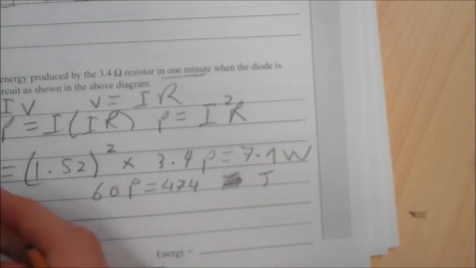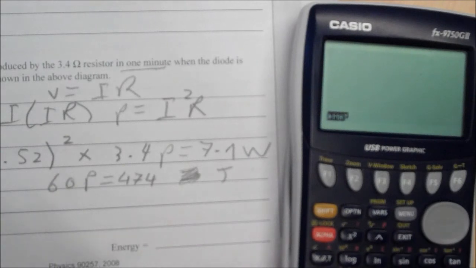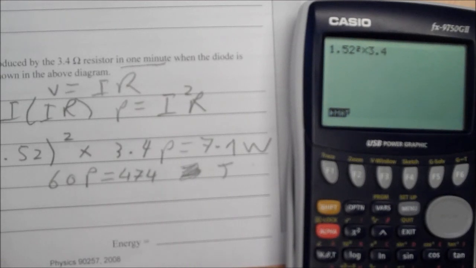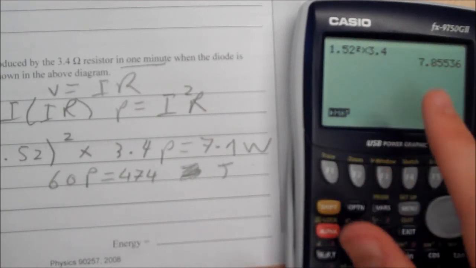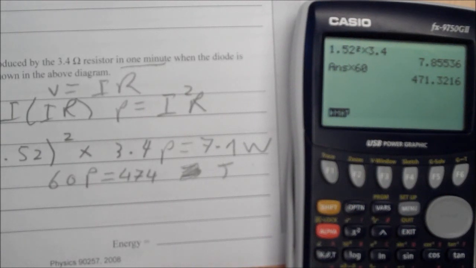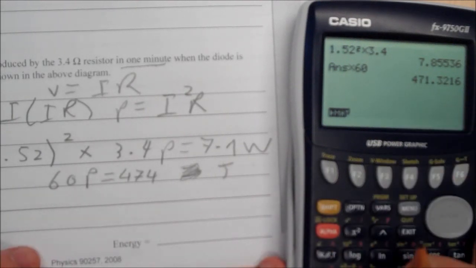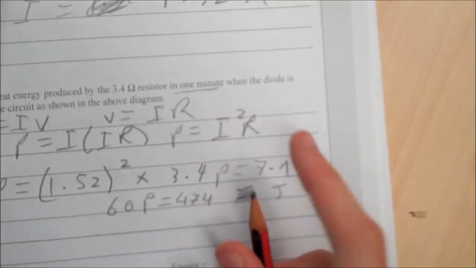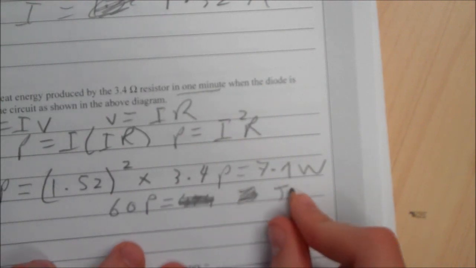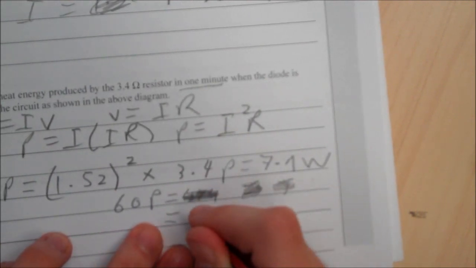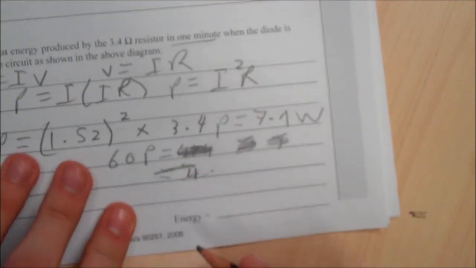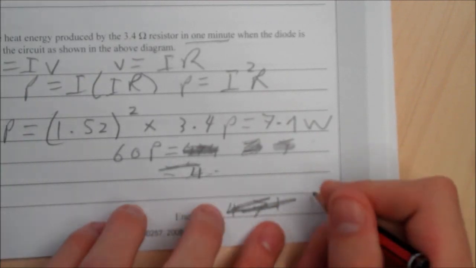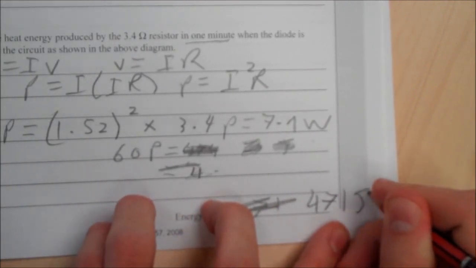Looking back, I don't think we really should have rounded that early. It's probably much more accurate to use the unrounded value, because it's kind of a marginal thing to round that. So if I just use that and times by 60, that has changed our answer. So I'm going to put that in as 471 joules, which seems more accurate. Oh, they give it to us here. 471 joules.